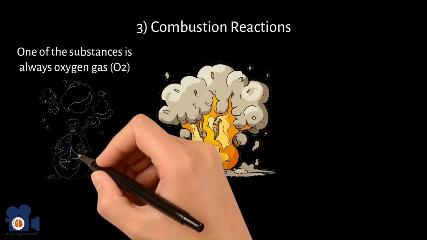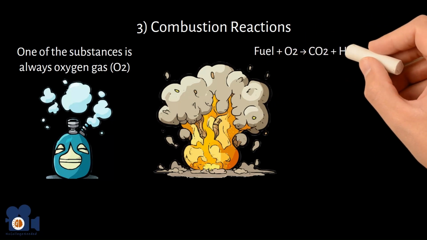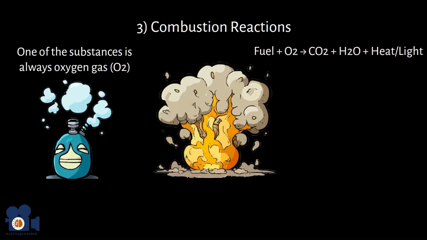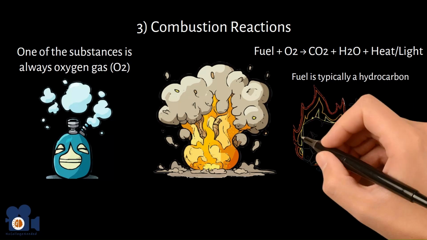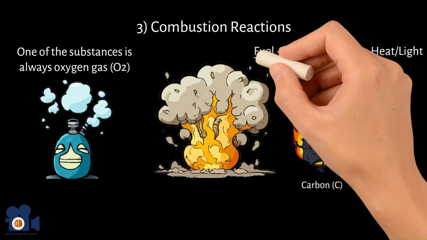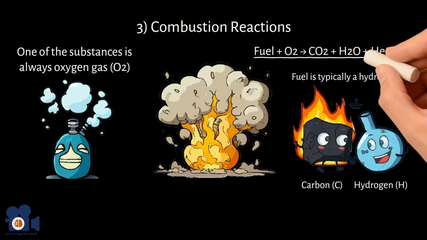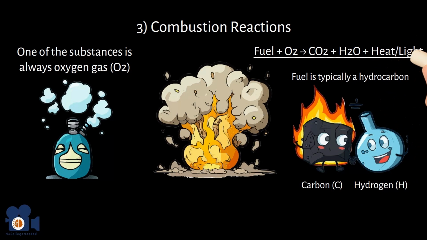The general equation for a combustion reaction can be represented as follows: fuel plus O2 yields CO2 plus H2O plus heat and light. In this equation, the fuel is typically a hydrocarbon, a type of organic compound that consists entirely of hydrogen, H, and carbon, C, atoms, such as methane, CH4. During the reaction, the carbon and hydrogen atoms in the fuel combine with oxygen to form carbon dioxide, CO2, and water, H2O, respectively. The release of heat and light is a result of the energy released during the reaction.